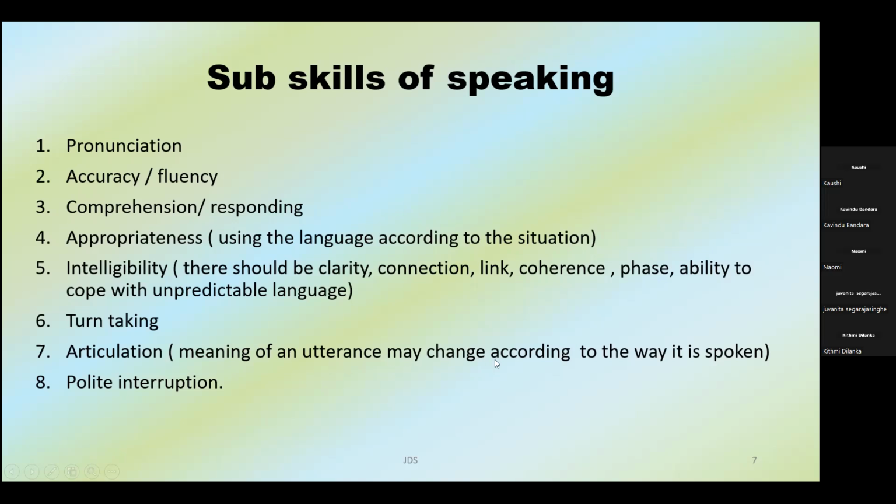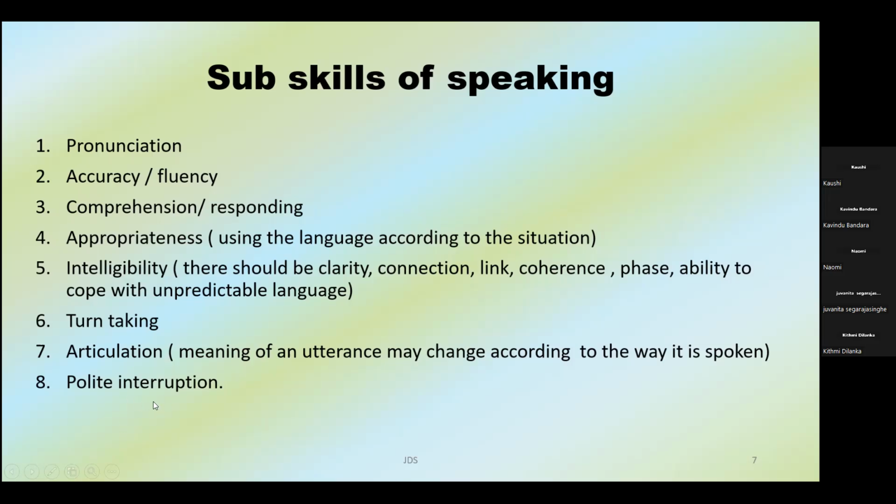The meaning of an utterance may change according to the way it is spoken. Something to do with pronunciation once again, right? If you articulate the wrong way, O into O, maybe whole as hall, the meaning of the utterance may change completely. The meeting was held at the hall. It seems to be an absurd sentence. It should be hall. So the way of articulation, all those need to be taught.